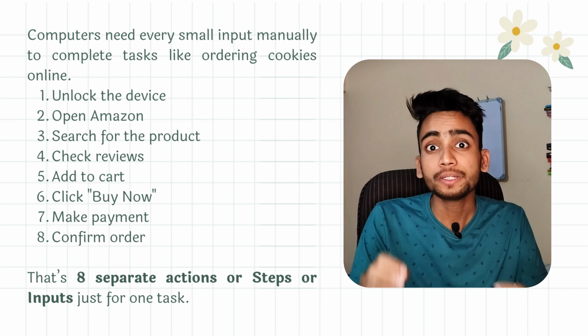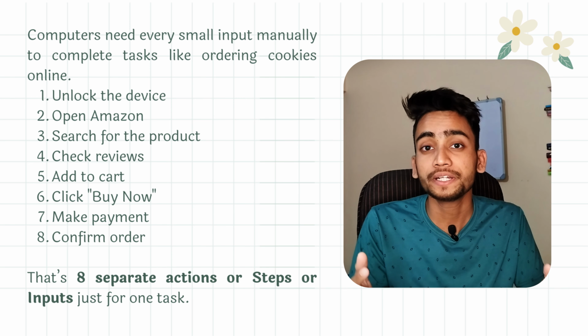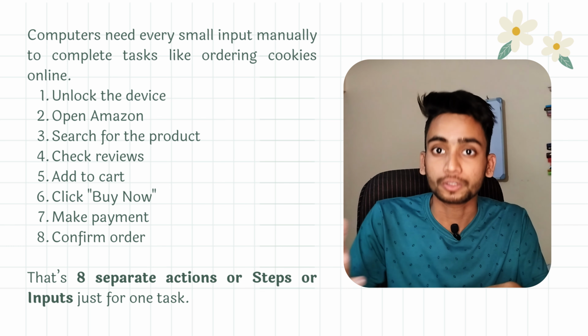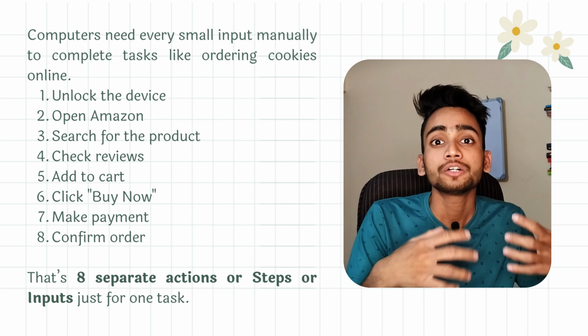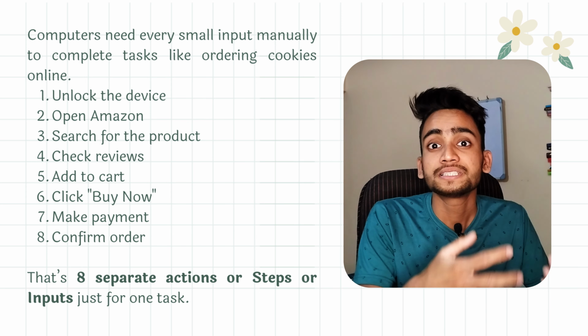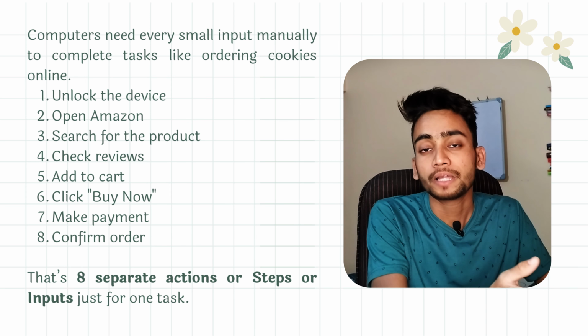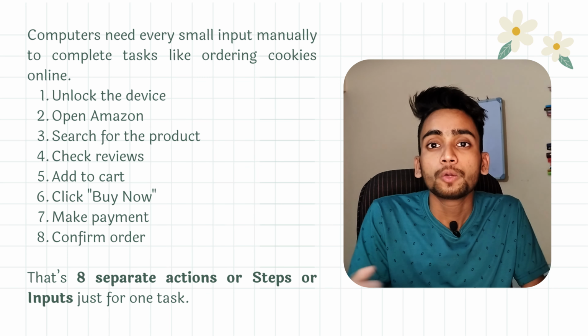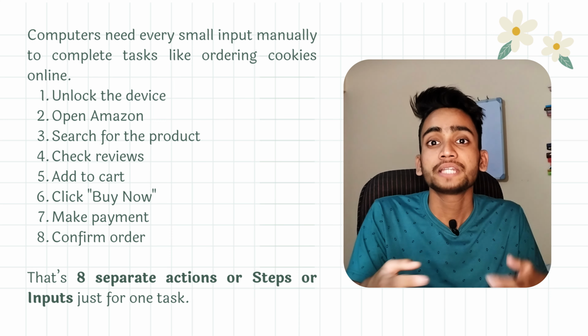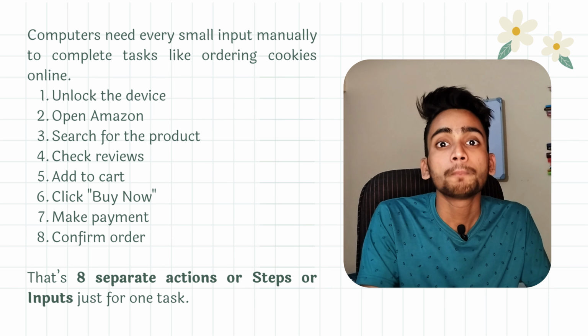And similarly, we perform hundreds of operations daily on computer. For example, sending an email might take another 15 inputs or steps to execute that particular task, or scheduling a meeting on Google Calendar might require another 20 plus steps or inputs in order to complete that task.